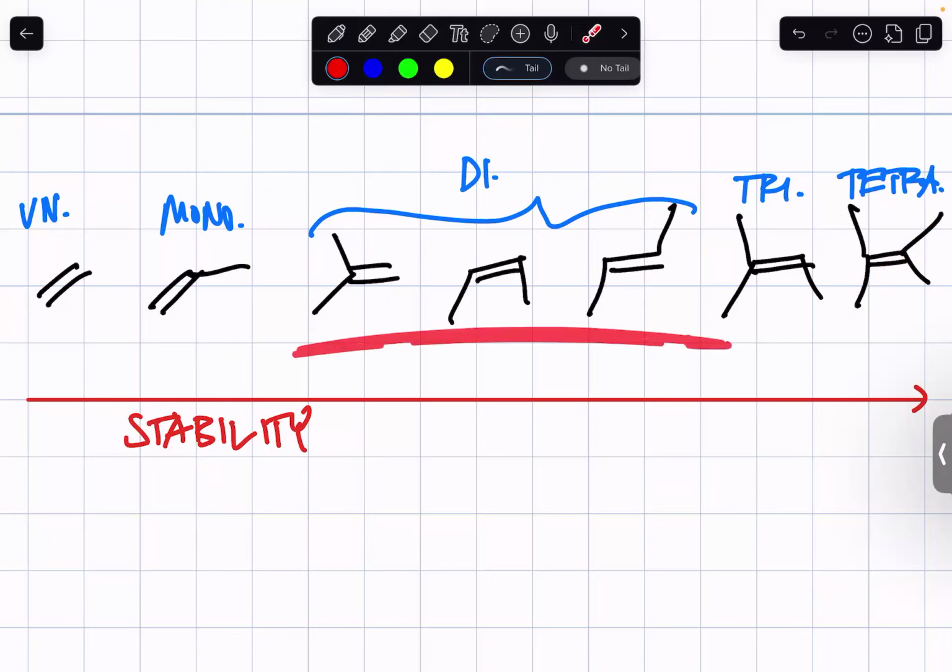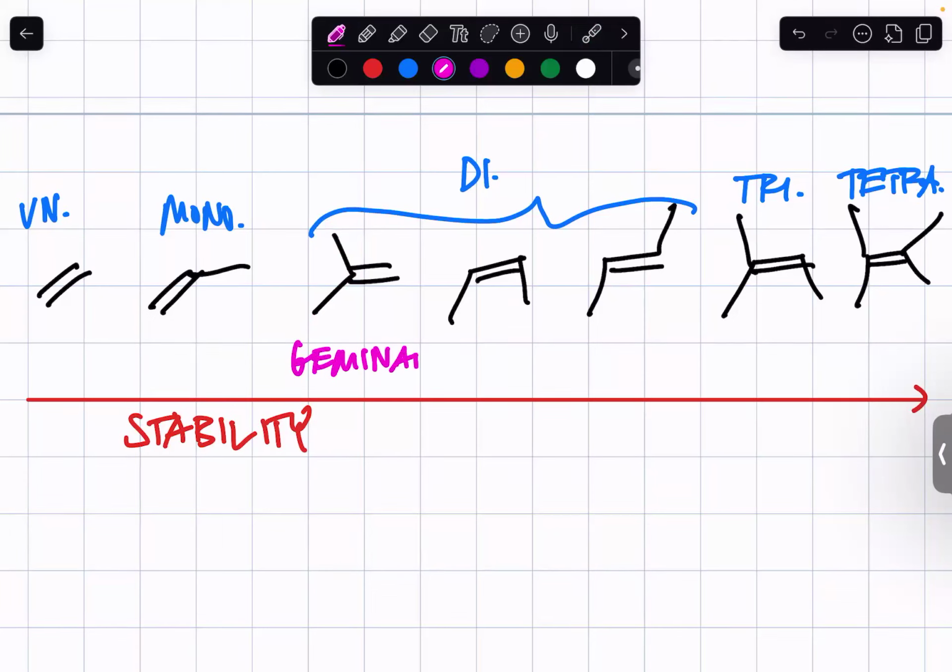Now, notice how there's three disubstituted alkenes. There are specific names for each one of those three. If you see the two R groups coming out of the same carbon, we're gonna call that the geminal alkene. If you see the two R groups coming out of the same side of the alkene, that's gonna be the cis alkene. If you see two R groups coming out of the opposite side of the alkene, that's gonna be the trans alkene.